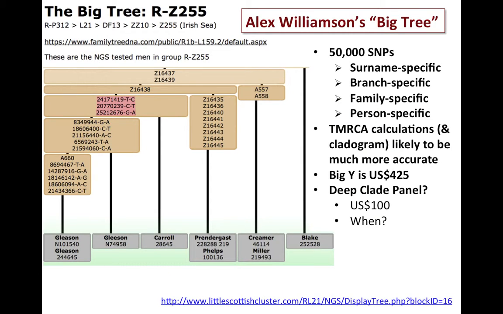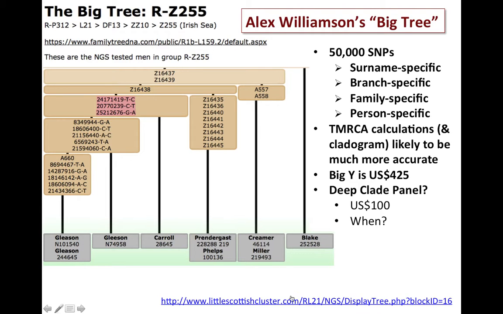Alex Williamson has done some very good work with his big tree, and this is using SNP testing. Now, we had 111 markers for STR testing. We have 50,000 markers with SNP testing, and these may turn out to be surname specific, branch specific, family specific, and even person-specific. So they can be a lot more informative than what we're currently using with Y-DNA STR markers, from the point of view of trying to separate the different family branches out.